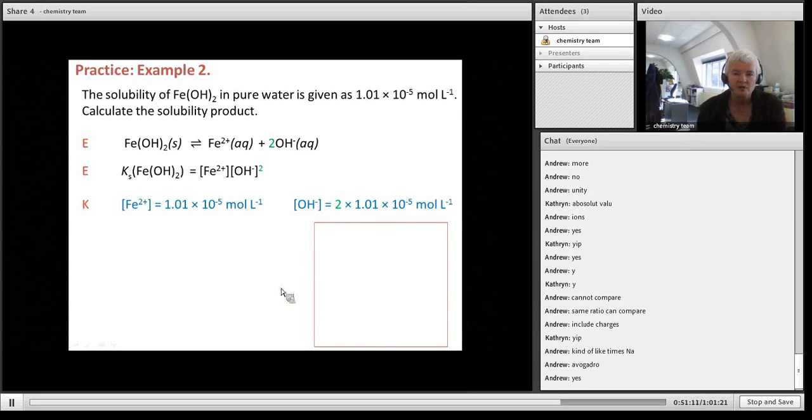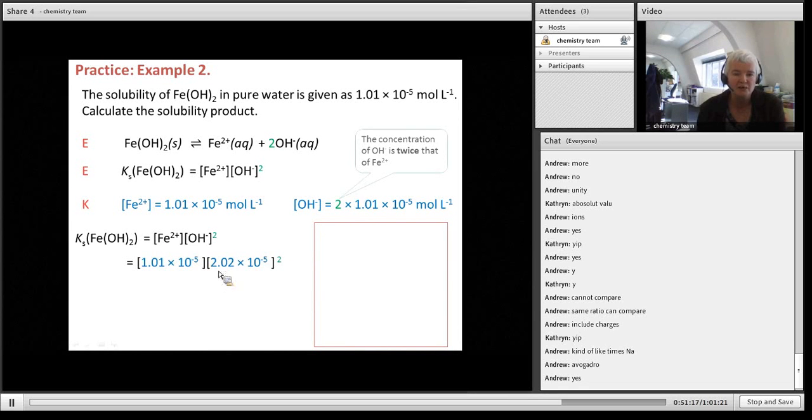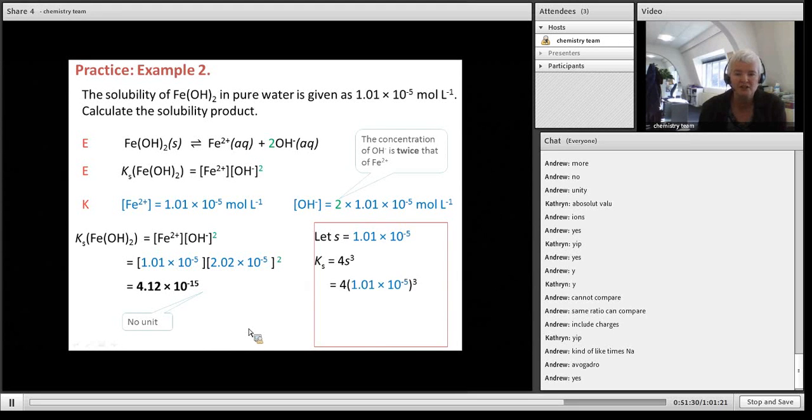So there we've got that. And now we just put that in. Can you see this has been doubled? And we're going to double and square it, and we get an answer of that. Okay, the shortcut is just simply cube the 1.01 times 10 to the minus 5 multiplied by 4. You can see there I've cubed it, multiplied it by 4, and I should get the same answer.